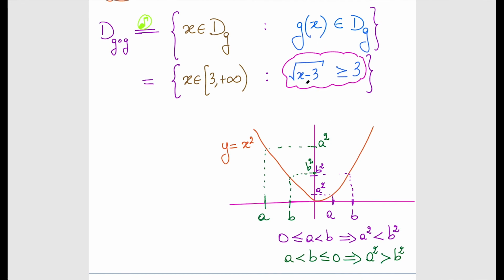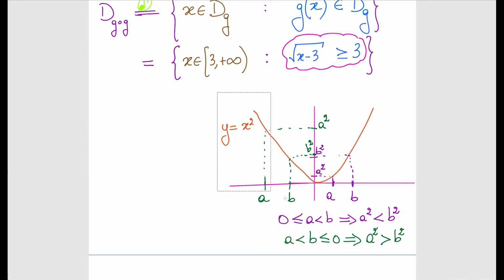Correct? So what I'm saying here is that this can be thought of as b, and this can be thought of as a, but both of them are non-negative, right? They're both bigger than or equal to 0. 3 is bigger than or equal to 0. So you can think about a as being 3, and b as being the square root of x minus 3. Correct? So we're talking about this part, the purple part. And as such, the inequality sign remains the same. We don't have to reverse it. Make sense?